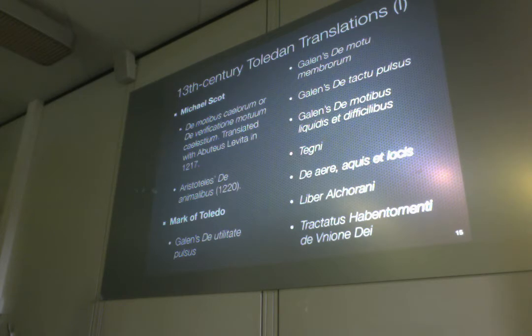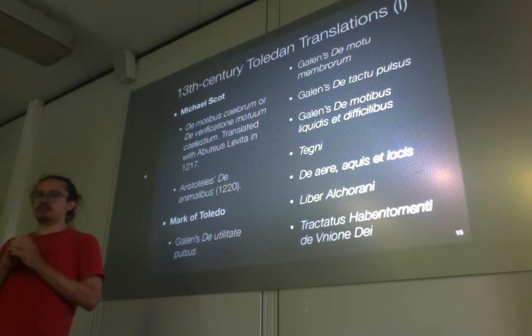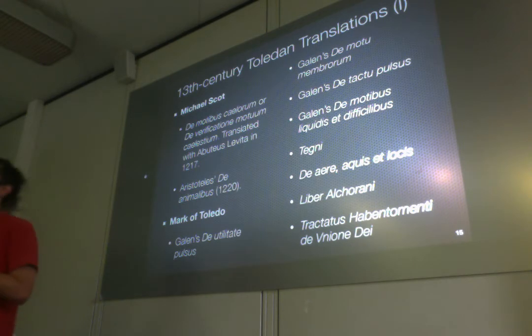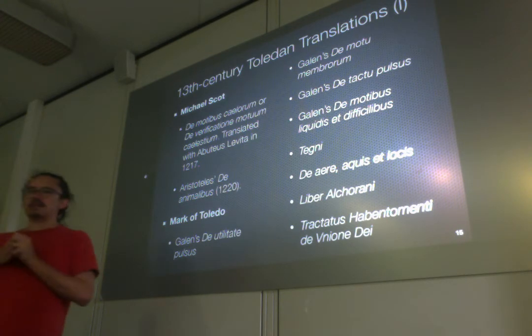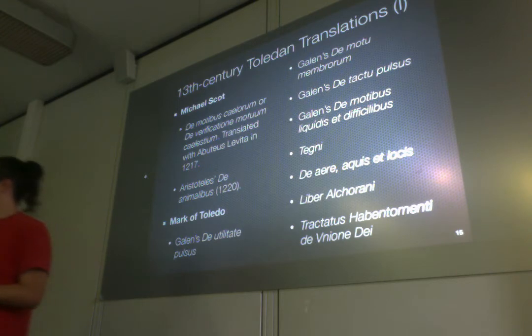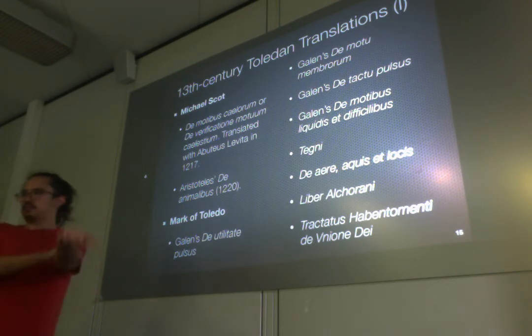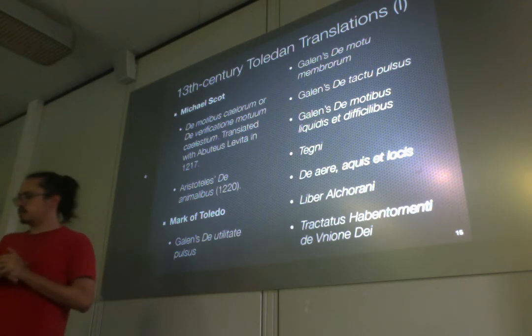So he did not get very old, 50 years. Mark of Toledo, he's quite a figure, I guess. He seems to have traveled to France. I think he was educated in Montpellier or something like this. And he states in the preface of one of his translations that his schoolmates wanted him to translate because he was a Mozarab, so he knew Arabic very well.